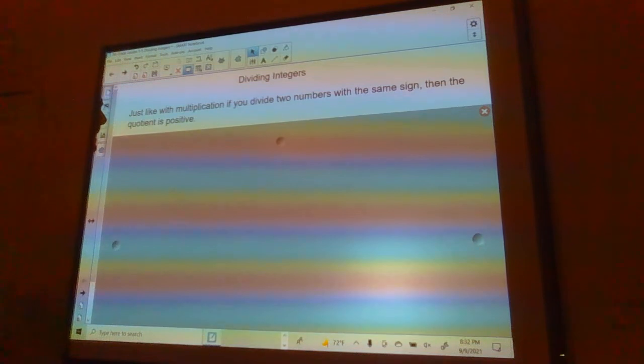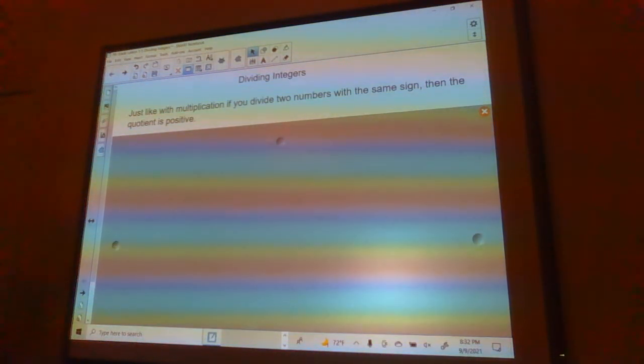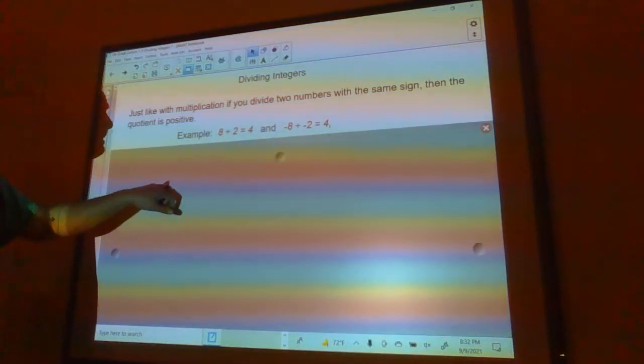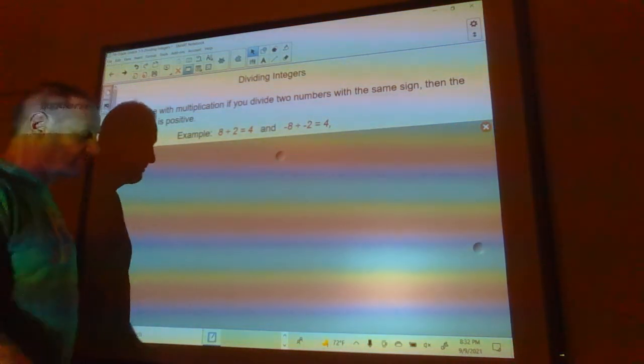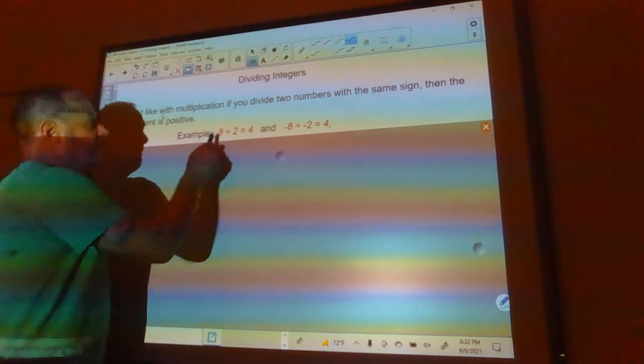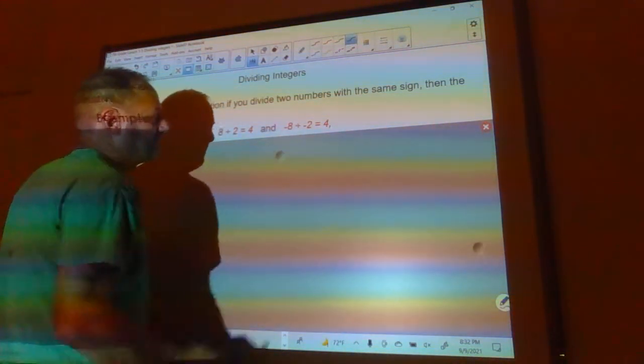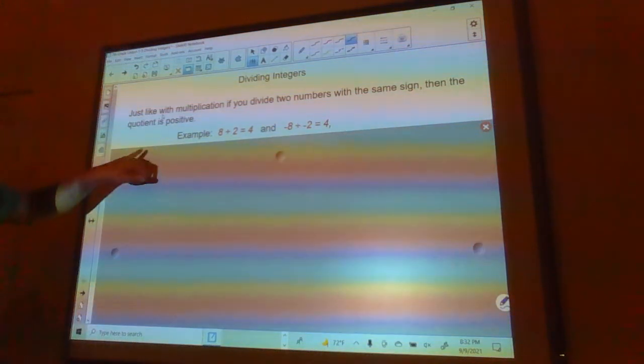So just like with multiplication, if you divide two numbers with the same sign, your quotient is always going to be positive. Remember, quotient means the answer to a division problem. So here we have positive 8 divided by positive 2 is a positive 4, and negative 8 divided by a negative 2 is a positive 4.